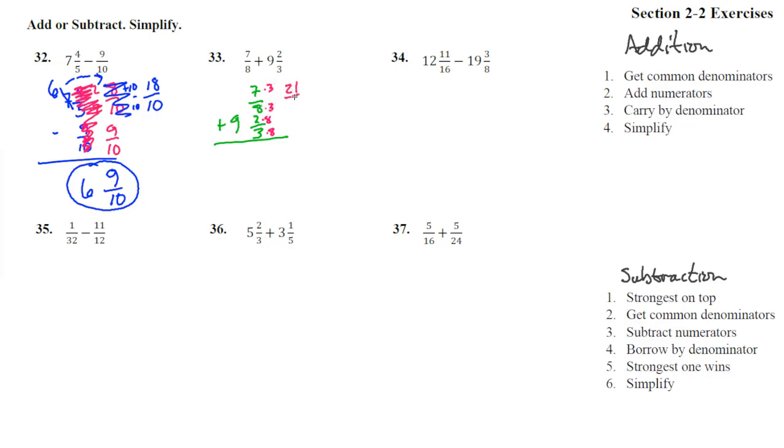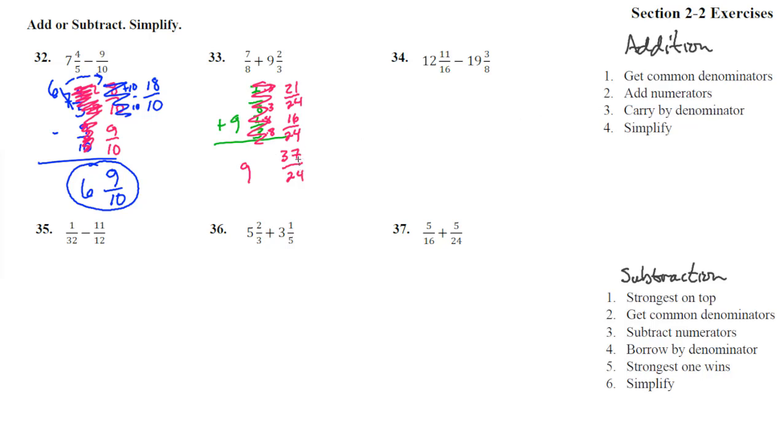So we get 21 24ths. And this guy is 16 24ths. There we go. So now let's add them. 21 plus 16 is 37. 37 24ths, and then 0 plus 9 is 9. So right now we have 9 and 37 24ths. Notice we have to carry by the denominator.